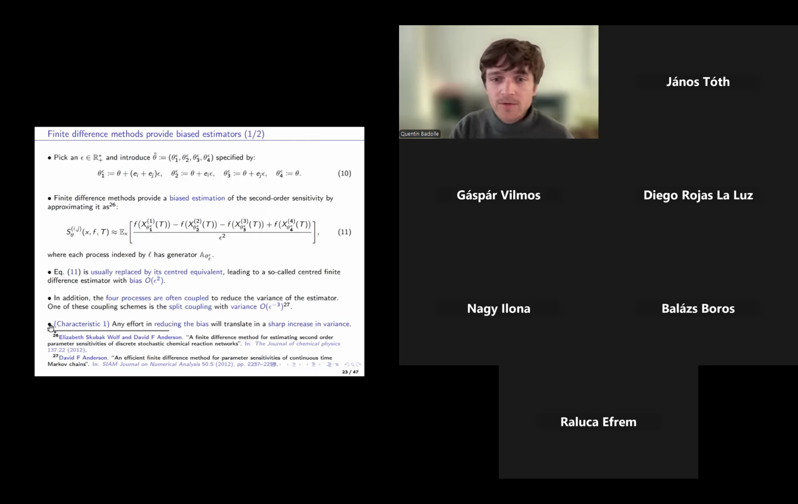So the first characteristic, if you consider the last 2 points, is that if you want to reduce the bias, you will dramatically increase the variance.